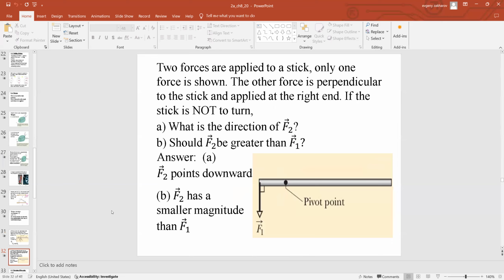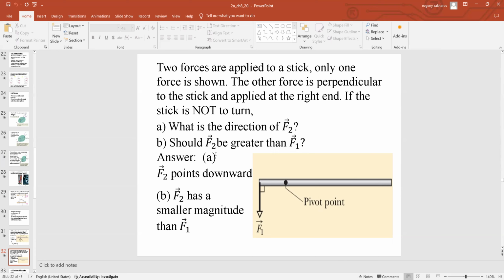Two forces are applied to a stick. Only one force is shown. The other force is perpendicular and applied at the right end. If the stick is not to turn, what's the direction of F sub 2? Well, you do have some torque, F1 times this moment arm, and it's the torque in the counterclockwise direction. That's what's given, so some positive torque. So in order for that stick not to turn, you need the torque in the opposite direction. That means you need some clockwise rotation. So the force must be downward.